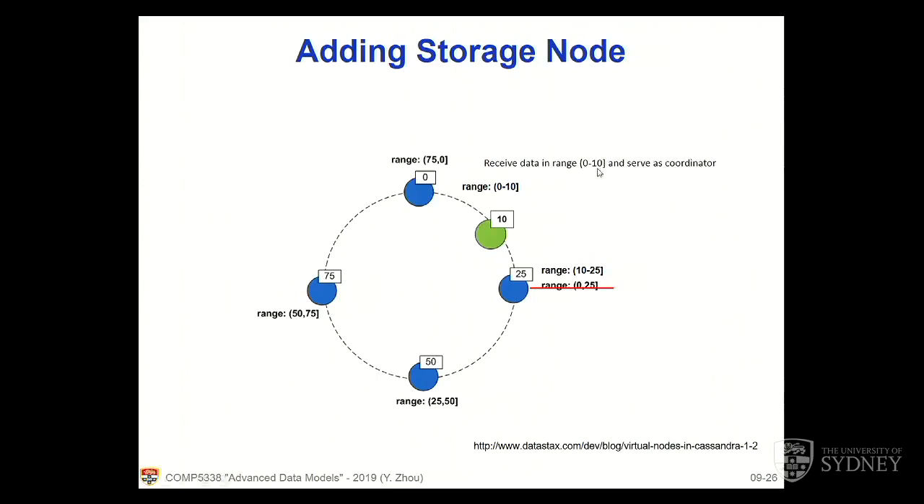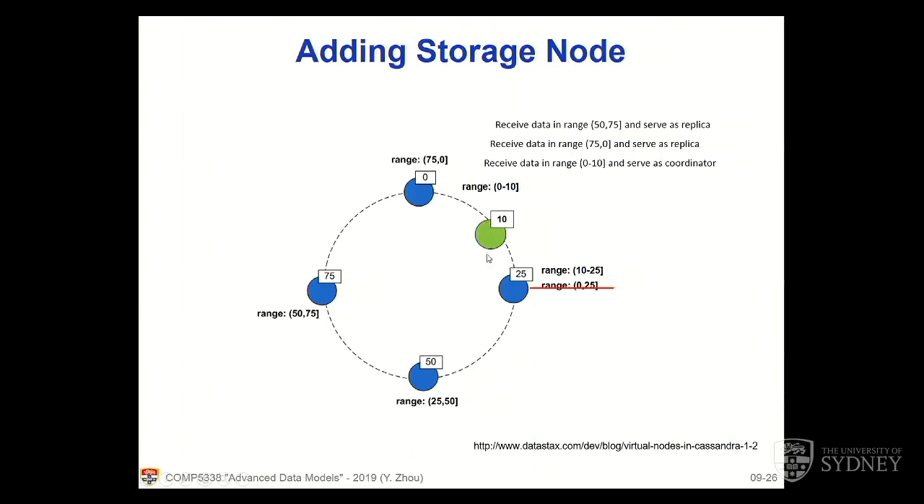So basically it means it needs to receive data in this range and serve as coordinator. So it receives from here, right? Initially, all the data in this range is coordinated by this node, so we can receive data. This will need to send something there. And it also needs to receive data in range 75 to 0 and serve as replica, because now it's the direct subsequent of this. So it's the one that should keep a copy of the data in this range. So we have to receive some data there.